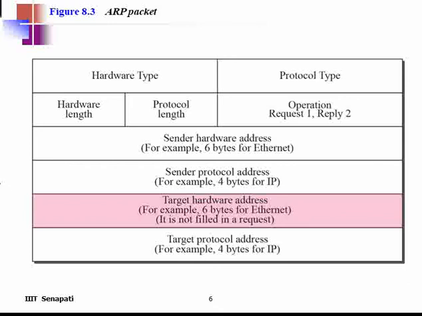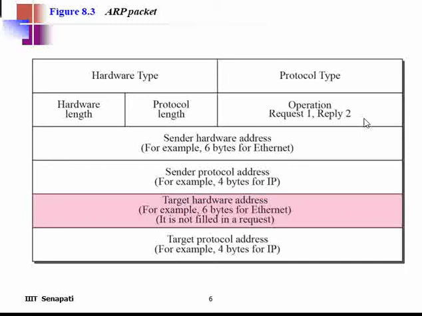Now the next thing is operation. Right? Operation can be either request or reply. For request you will keep the value 1. For reply you will keep 2. That is the thing. So the same format of this packet can be used for an ARP request as well as an ARP reply. If it is an ARP request, the value in this field will be 1. If it is an ARP reply, the value in this field will be 2.